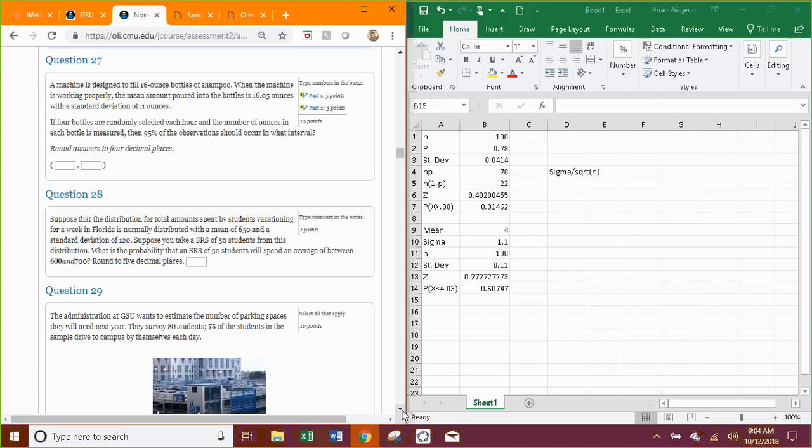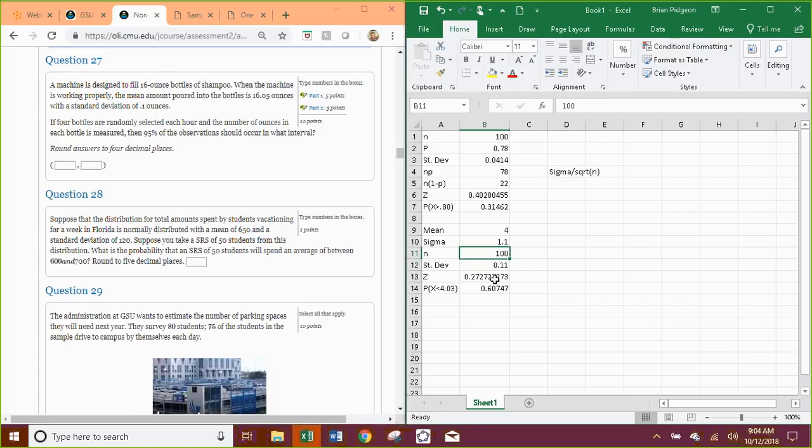It really should say that the amount poured into the bottles is approximately normal with mean 16.05 and standard deviation 0.1, because the sample size of 4 is super small. We really should say the amount poured is approximately normal. So, in this case, the mean is 16.05, and sigma is 0.1. What this question wants, though, is not that much of a stretch.